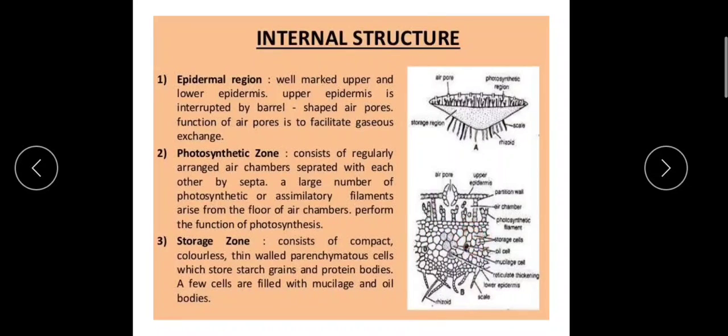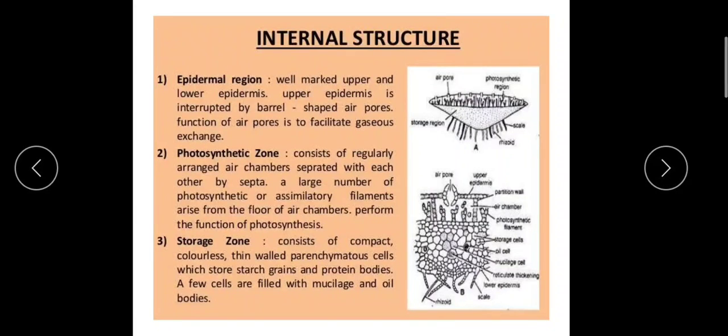Next region, or the third region, is the storage region, which is found just below the photosynthetic region. Unlike the photosynthetic region, here you can see the cells are compactly arranged without any intercellular spaces. So this compact zone is the parenchymatous storage region. This region is thick in the central portion, and it gradually tapers along the margins.